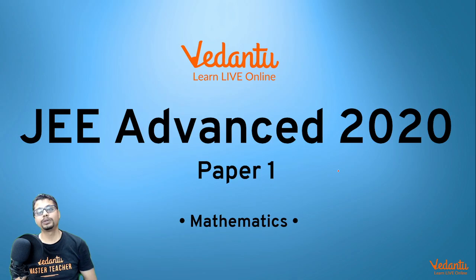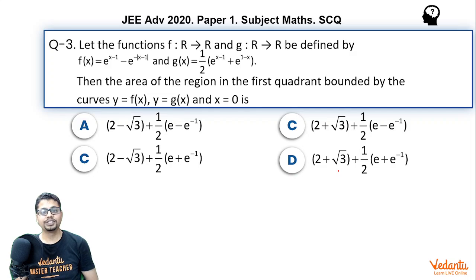We are discussing JEE Advanced 2020 Paper-1 Mathematics, and the question for this video is this. Let the functions f: R to R and g: R to R be defined by f(x) = e^(x-1) - e^(-|x-1|) and g(x) = (1/2)(e^(x-1) + e^(1-x)). Then the area of the region in the first quadrant bounded by the curves y = f(x), y = g(x) and x = 0, which is the y-axis, is given by four options, and it is a single correct type question. Let's solve it.